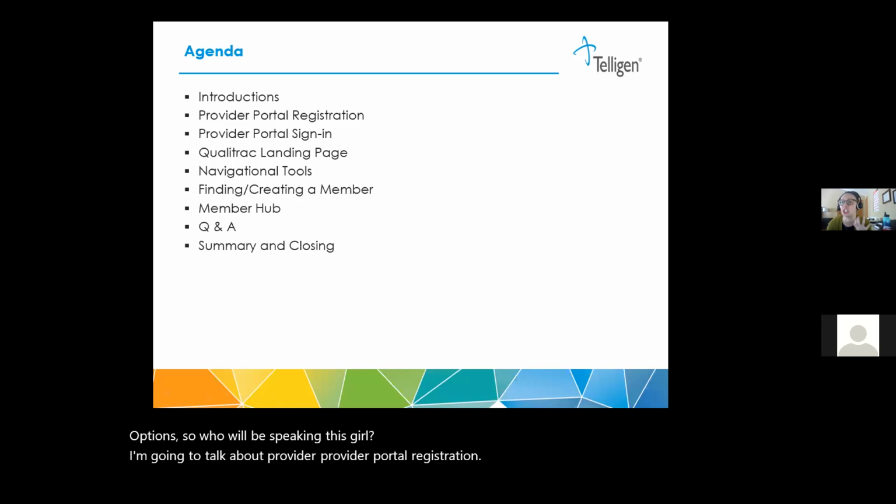What does this system look like? How do you get around in it? What buttons do what? And we're going to talk about how you find and create a member. That's a very important first step to using Qualitrack.